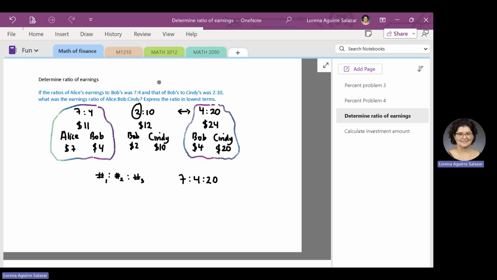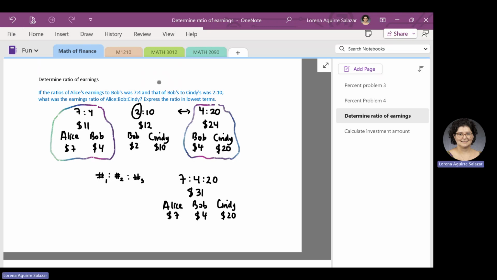And that ratio, 7:4 to 20, is telling us that if Alice, Bob, and Cindy earned, and that would be $31 jointly, then Alice would be earning $7, Bob would be earning $4, and Cindy would be earning $20.